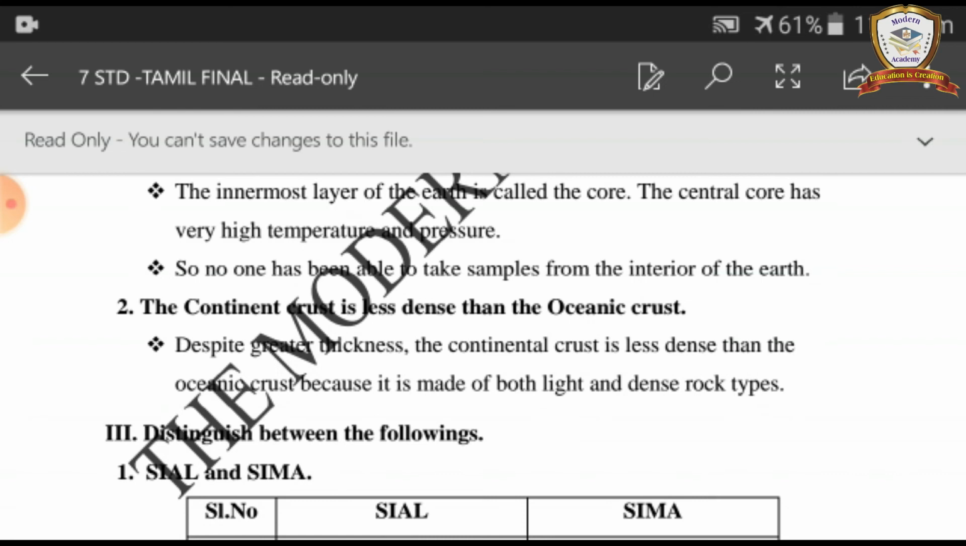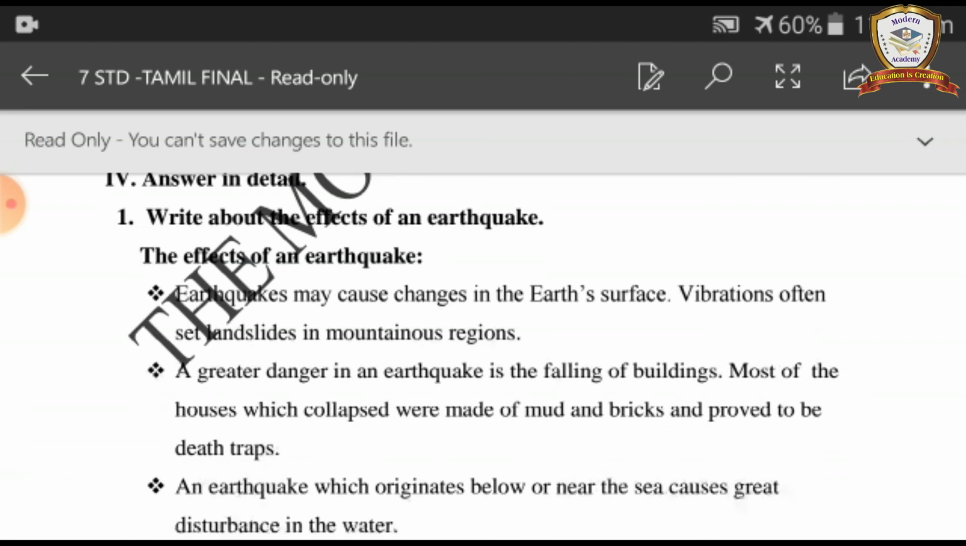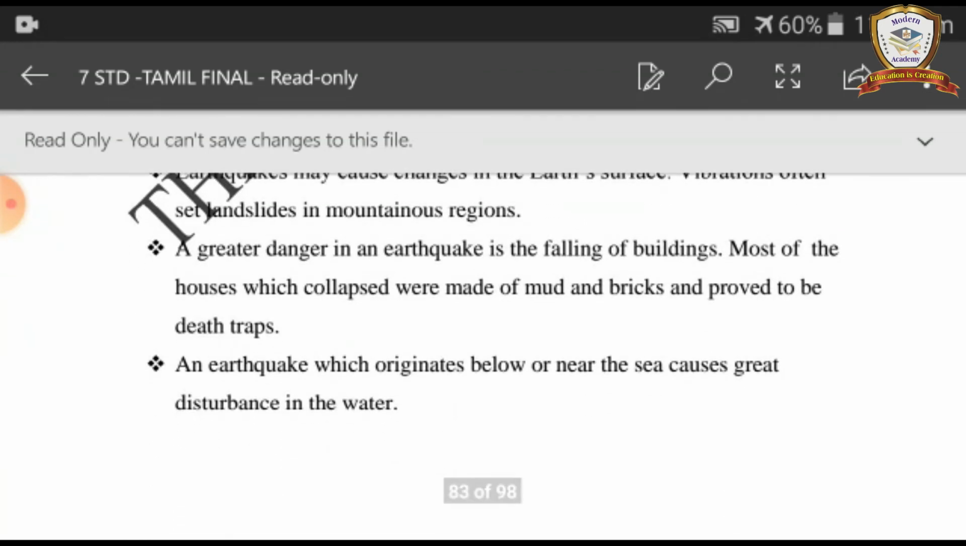Then fourth Roman, first question: write about the effects of an earthquake. Earthquakes may cause changes in the earth's surface. Vibrations often set off landslides in mountainous regions. A greater danger in an earthquake is the falling of buildings. Most of the houses which collapsed were made of mud and bricks and proved to be death traps.